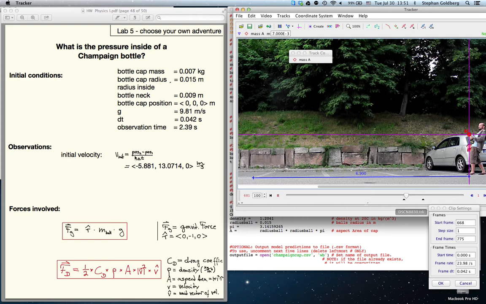I calculated the initial velocity by subtracting position number 2 from position number 1 here in the very beginning, over delta t, and I get this value. The forces involved are the force of gravity and the force of drag. I use this formula. For the drag coefficient I used 0.4. The air density was based on 20 degrees Celsius, and the aspect ratio is calculated by using the radius of the bottle cap times the magnitude of velocity squared times the unit vector of direction of velocity.